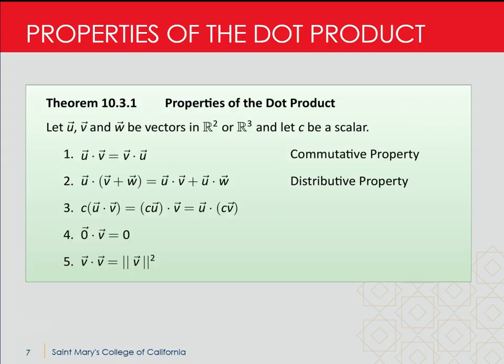Just some properties, fairly straightforward. We have the commutative property again, so u dot v is the same as v dot u. It doesn't matter which order we do it in. We can distribute that u, so u dot (v plus w) is u dot v plus u dot w. We can also distribute a scalar anywhere we wish, so we can multiply the scalar by either the u or the v. Number 4 says if you take the dot product of the 0 vector with any other vector, you'll get the scalar 0. And finally, 5 says if you take the dot product of something with itself, it's the magnitude squared. Thinking back to how we found that magnitude, that hopefully makes sense.